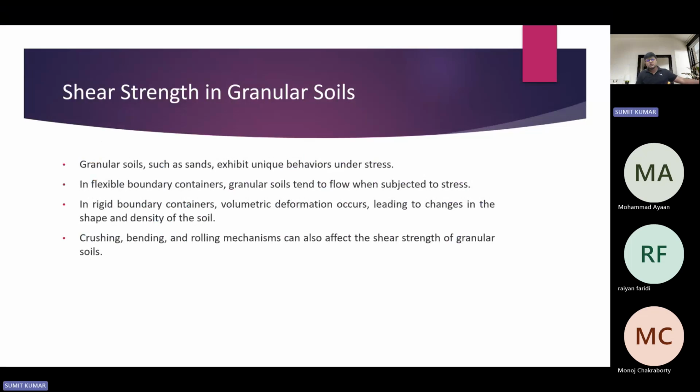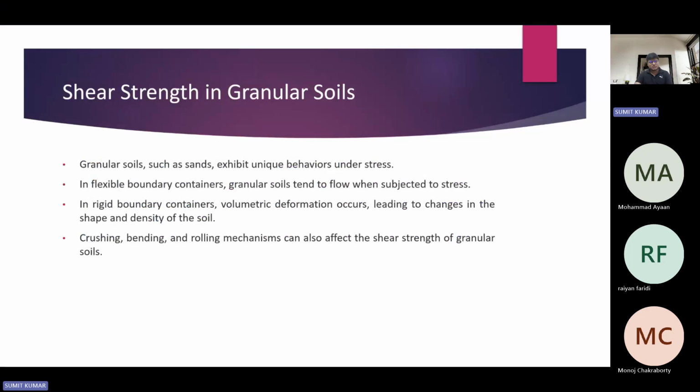Okay, talking about the shear strength in granular soil. Granular soils like sand exhibit unique behavior under stress. In flexible boundary containers, the granular soil tends to flow when subjected to stress, while in a rigid boundary container, volumetric deformations occur, leading to a change in the shape and the density of soil. Crushing, bending, and rolling mechanisms can also affect the shear strength characteristics of granular soil.